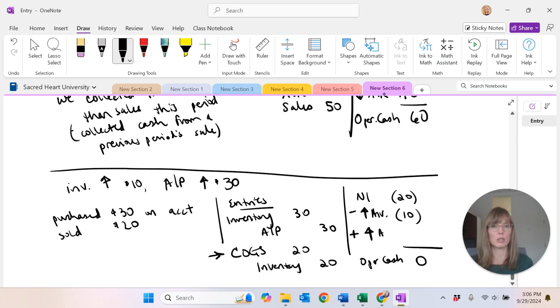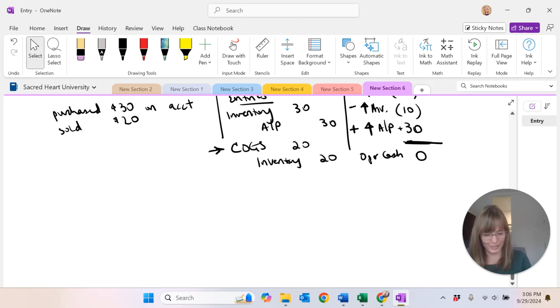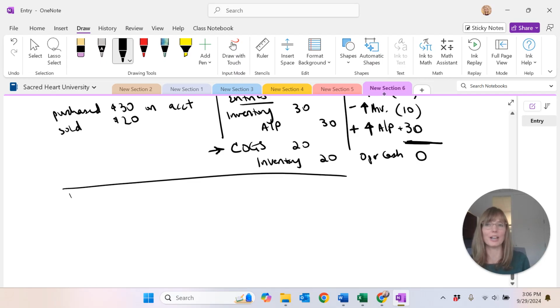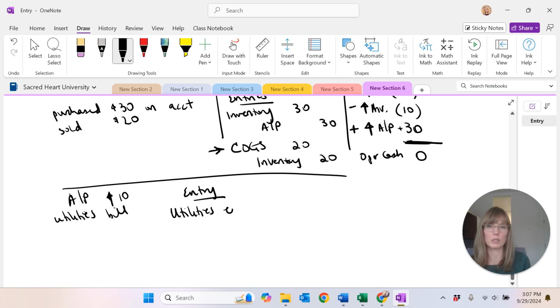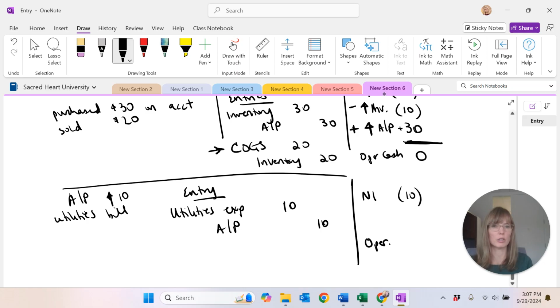We can look at an even simpler one and just say, what if the company got a utilities bill and didn't pay it? So accounts payable went up by 10, and then because of a utilities bill, what would that entry look like? We received our utilities bill, so we record utilities expense. We don't pay it, so we have a payable of 10. When we're doing our reconciliation, net income is negative 10. Operating cash is 0. And so we see that we must add the increase in the operating liability in order to get there.